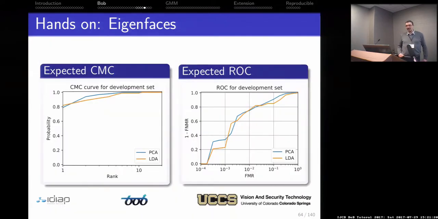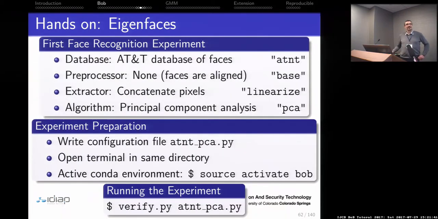Okay, and this is how it will look. For example, I have plotted the CMC curve and the ROC, and this is how it will look. I just wanted to say approximately, no, this is exactly the result that you will see when you do PCA and LDA.